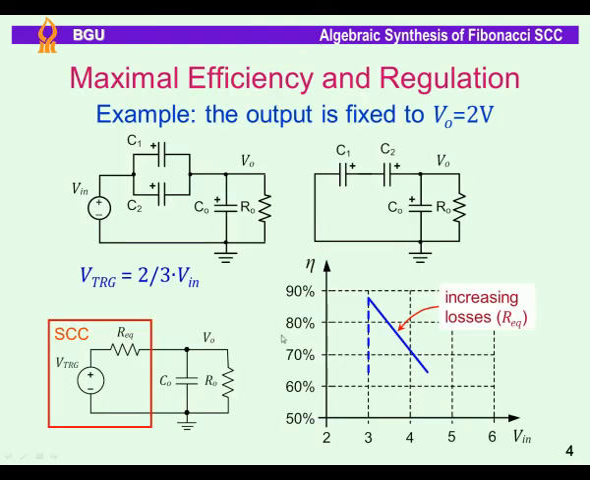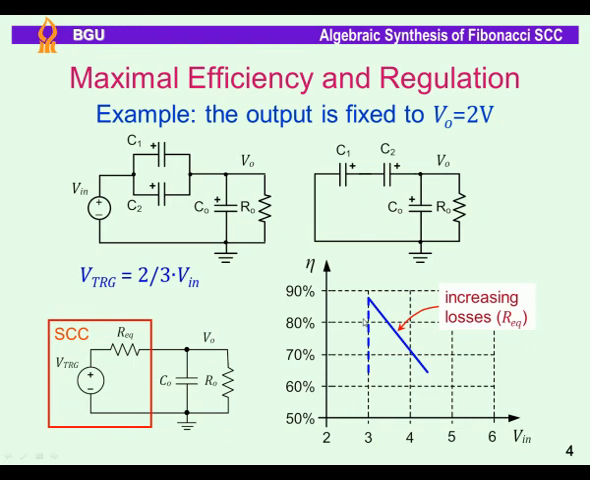Let's consider the SCC with the target voltage equal to 2/3 of V in. The output voltage of the converter is kept at 2 volts by adjusting the equivalent resistor. The converter starts to operate when the input voltage is equal to 3 volts. At this point, the output voltage is practically equal to the target voltage, and therefore the efficiency is maximal.